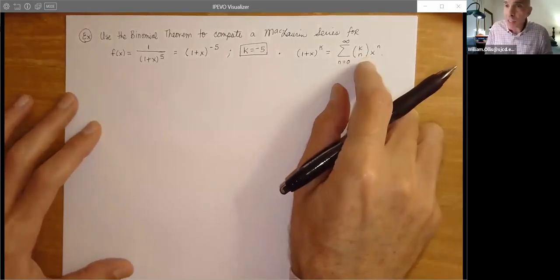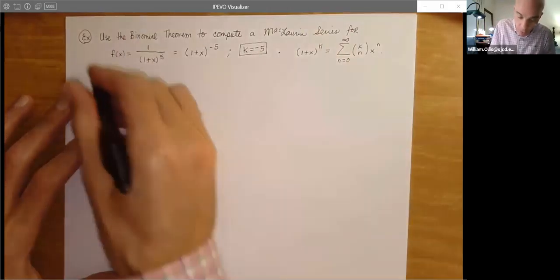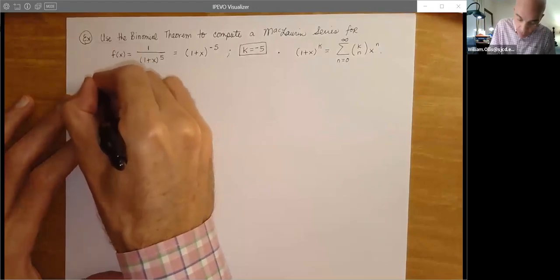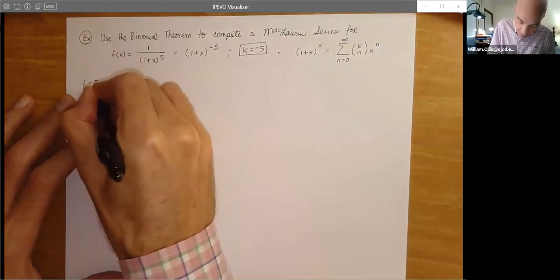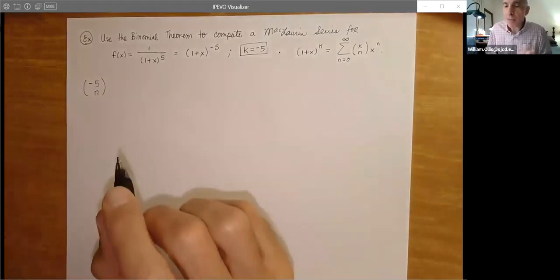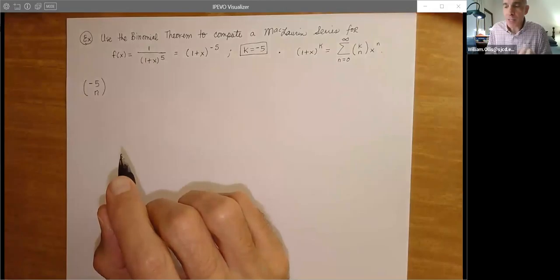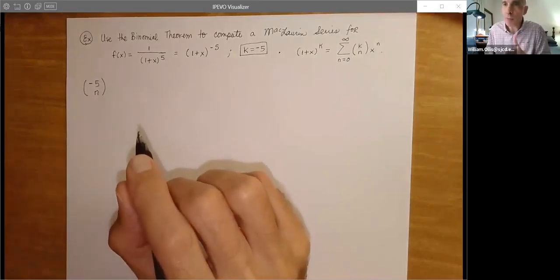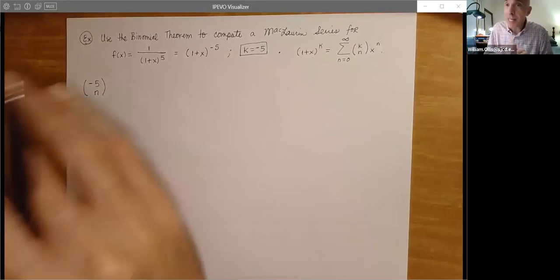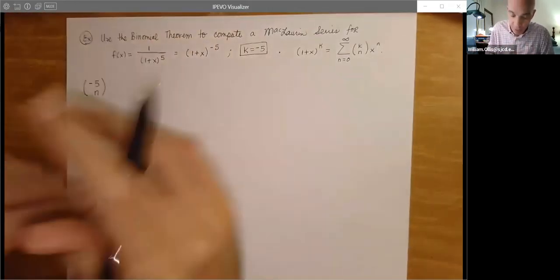And we'll have k choose n, x to the n. So we like this series because at least we know what it is. We don't have to reinvent the wheel every time. And so we can now analyze the binomial coefficient. So first, let's just go ahead and look at that and reduce it like we did before.